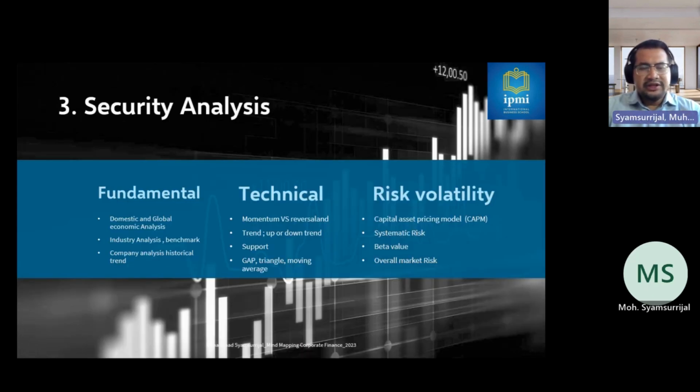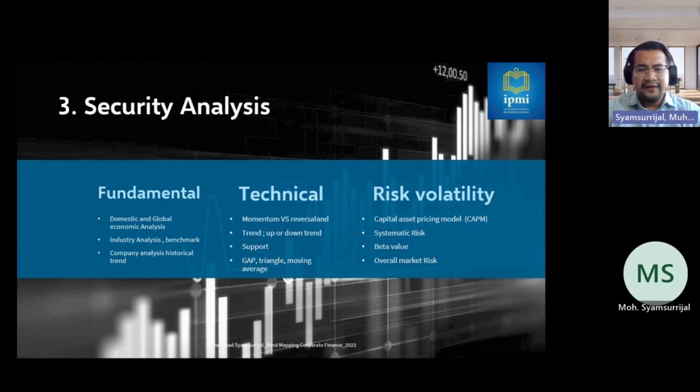Third is about security analysis. Security analysis consists of fundamental, technical, and risk volatility. Fundamental: domestic and global economic analysis, industry analysis and benchmark, company analysis, historical trend. Technical is also momentum versus reversal, trend up or down trend, support, gap, triangle, moving average. Risk volatility is about the capital asset pricing model, systematic risk, beta value, overall market risk.